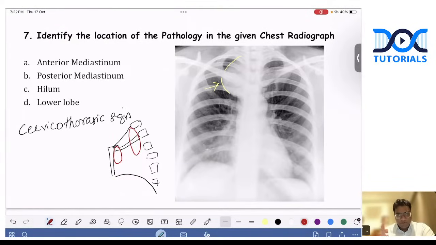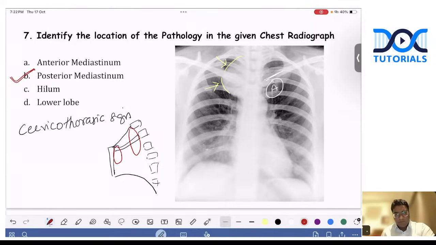When you see a frontal radiograph, if you see the lesion extending above the clavicle, this is in the posterior part. If you see opacity ending at the clavicle, this is anterior mediastinum. If it is extending beyond the clavicle, then think of a posterior mediastinal mass. So this is in the posterior mediastinum. Same thing in the lower part also.